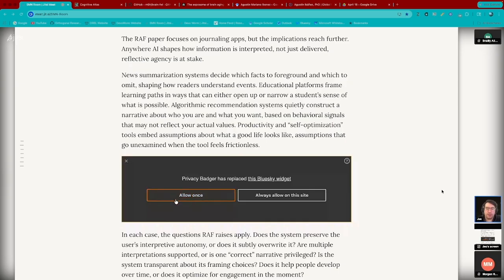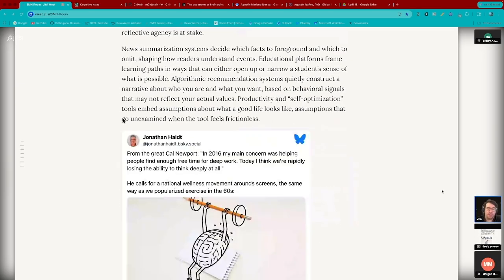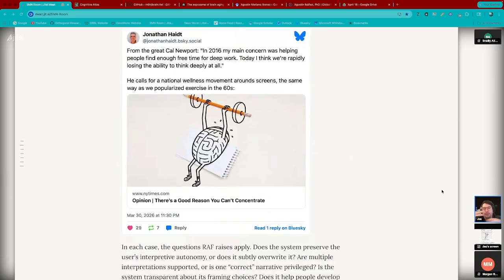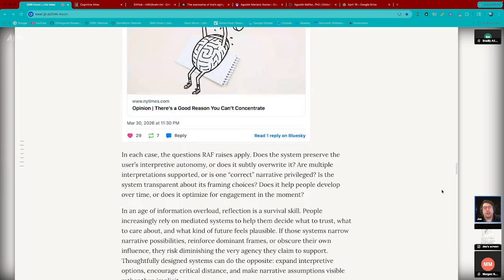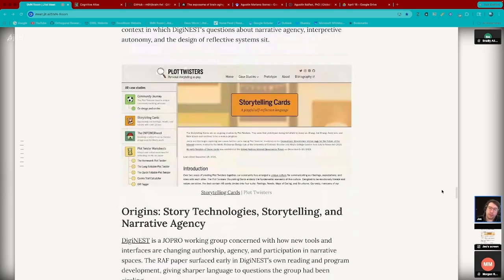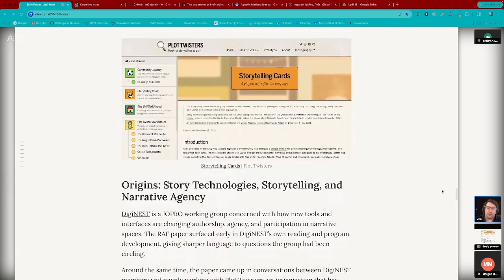Okay, yes. I forget which post this is supposed to be. Yeah, okay. This is the Jonathan Haidt post. But yeah, today I think we're losing the ability to think deeply at all. All this pressure on digiphrenia, present shock type things, right? And this is sort of a reference to Kat working a lot on the Plot Twisters storytelling cards, and creating some new things with them, developing them out, doing some prototyping. There's a lot more on that ahead.